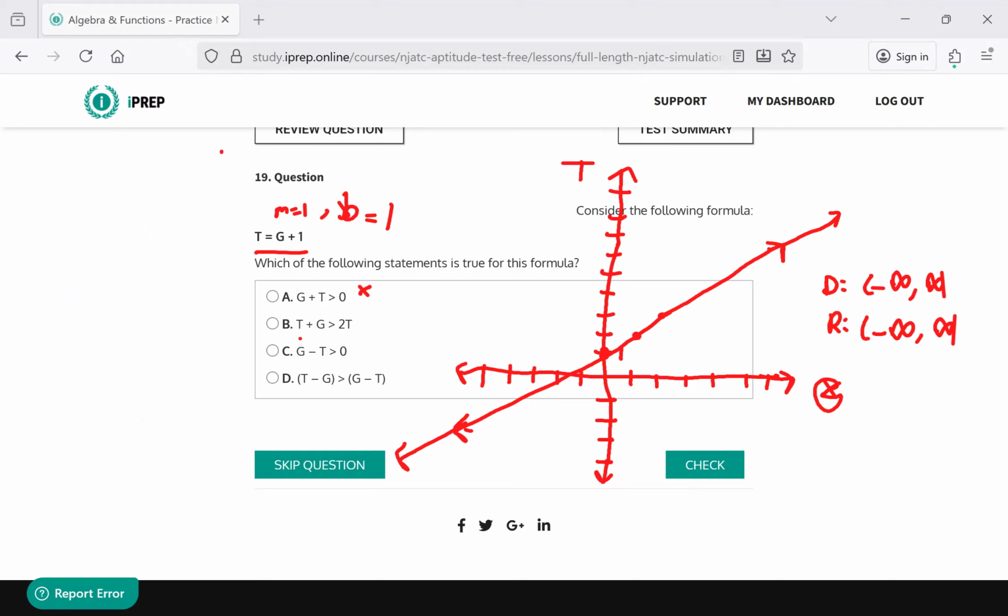Yeah. So let's look at B. So it's t plus g is greater than 2t. What I'm going to do is replace t with g plus 1, plus g, is greater than 2t. So let's see here. What's g plus g? 2g plus 1 is greater than 2t.